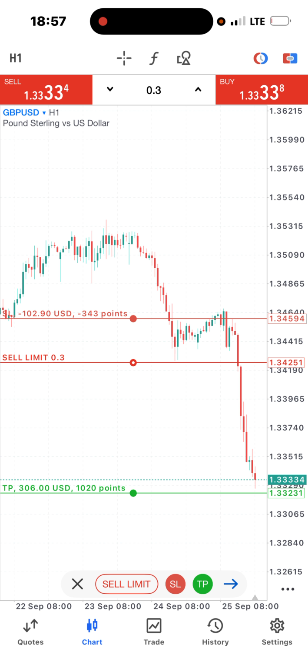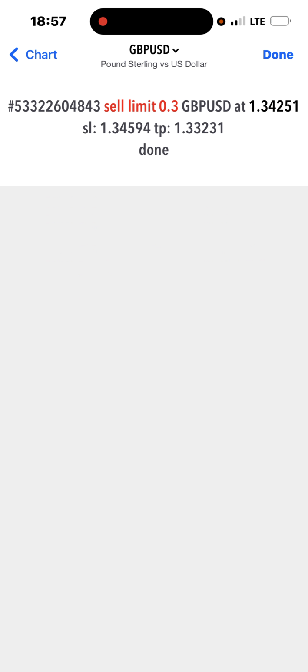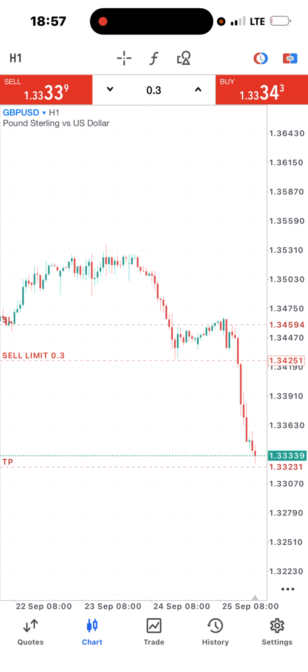Then after you do that, you click on this forward arrow and click on place. As you can see, we have placed the order in. You can see it on the chart. So whenever price comes back to that zone at 1.3425, it's going to take us into the trade and we will know whether we'll go into profit or go into loss.